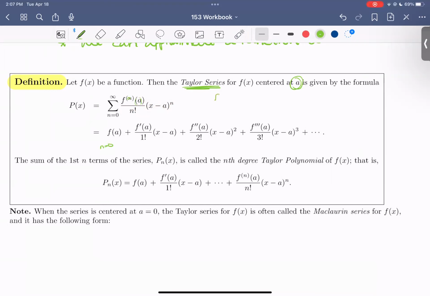So f of a over 0 factorial times (x minus a) to the 0, which would just become f of a, which is what we have here. And then you can check the remaining terms. When n equals 1, we have the first derivative of f evaluated at a divided by 1 factorial times (x minus a) to the power of 1.